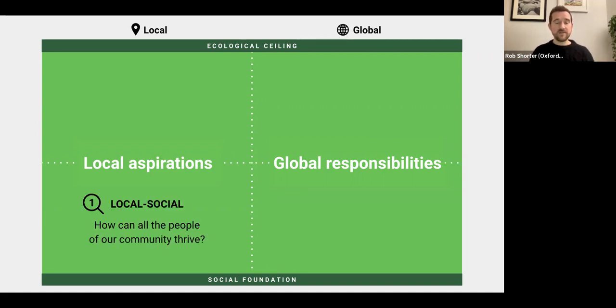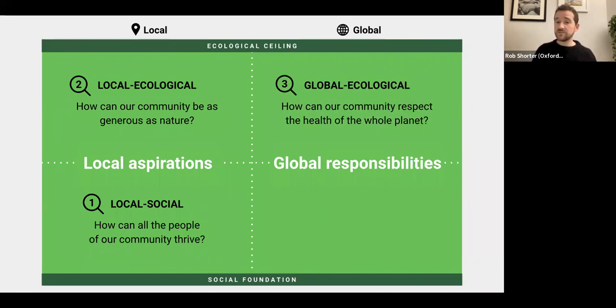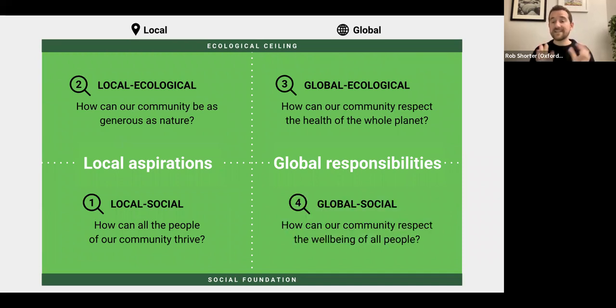And so we break those down, firstly, into the local social. How can all the people of our community thrive? The second is local ecological. How can our community be as generous as nature and restore and rewild all of the natural systems around us, all of the abundance of nature in our place? The global ecological: how can our community respect the health of the whole planet? And then the global social: how can our community respect the well-being of all people?